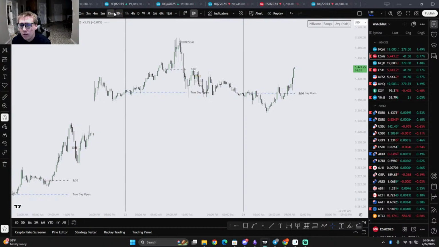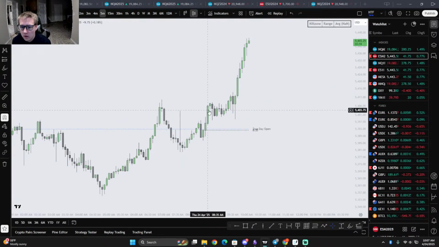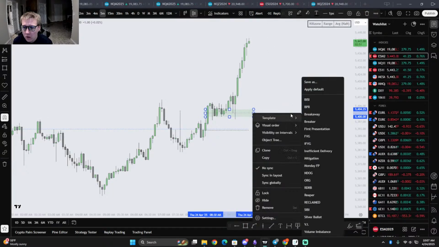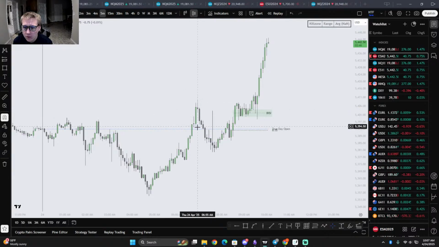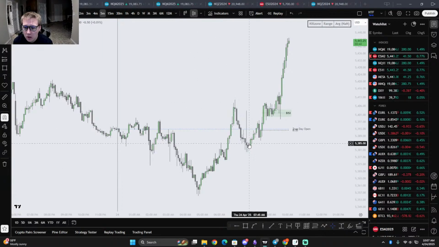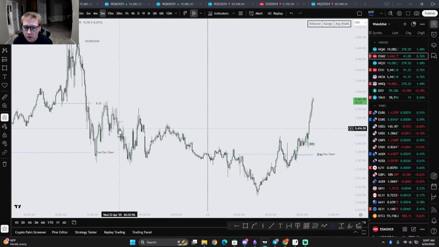I'll pull up ES on the 15-minute. Or no, it's a 5-minute. Same thing, yeah, that inefficiency that we use. Buy side imbalance on the 5-minute. Boom. Notice this up close candle as well. That's a mitigation block. Very nice price action here.